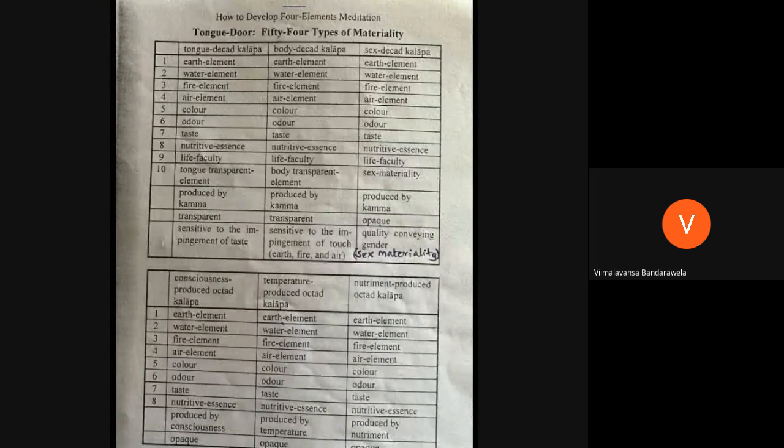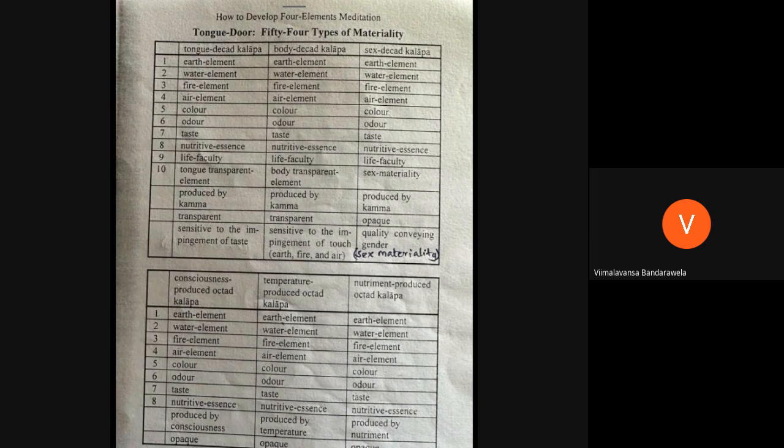Now, what are they? You have tongue decade kalapa, body decade kalapa, sex decade kalapa, and the life nonad kalapa, which is not mentioned here. And then you have consciousness produced, nutriment produced, and temperature produced octet kalapa. So altogether you have 63 types of materiality here also. That is the ultimate materiality. If you didn't analyze this up to the 10th or 9th or 8th, that means you are still at the sammuti satya level. You didn't cross into paramartha satya.